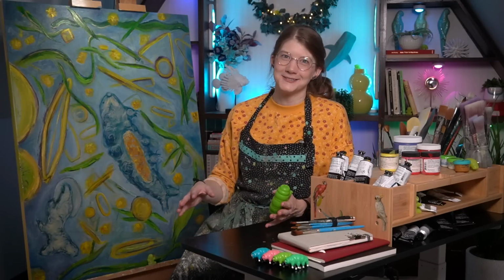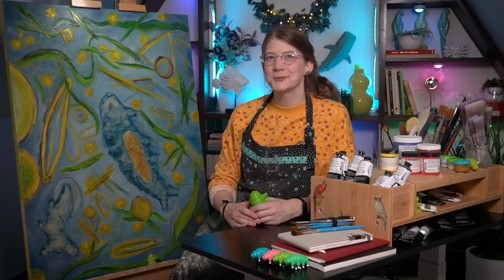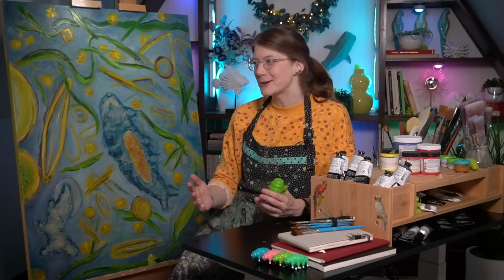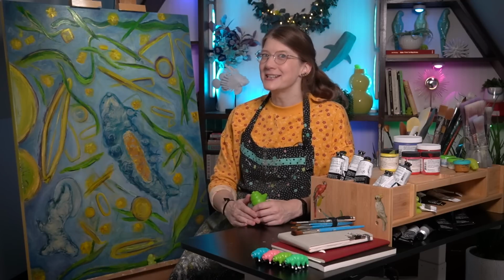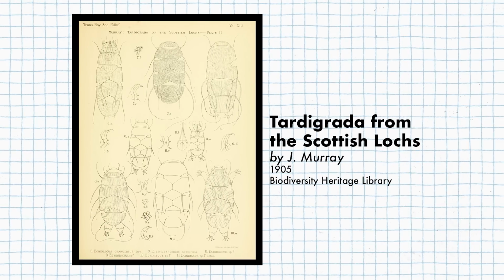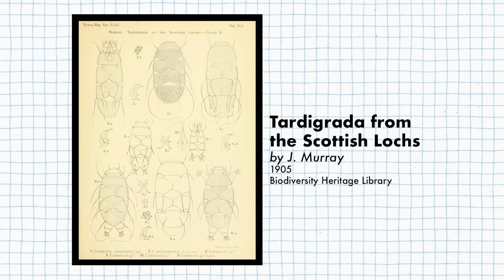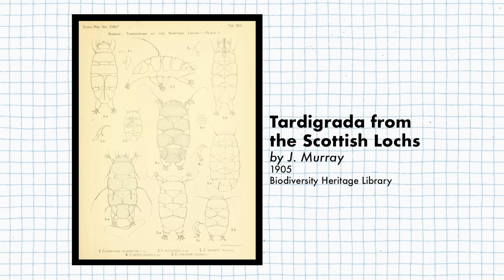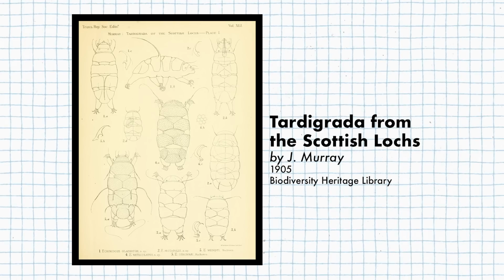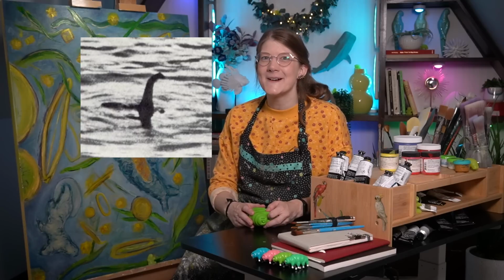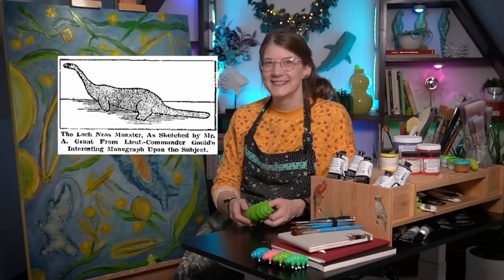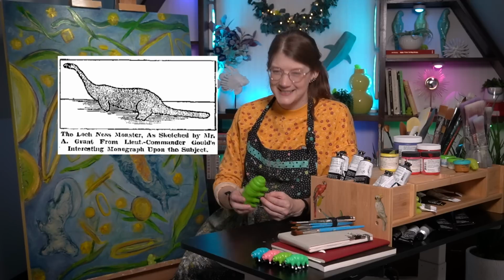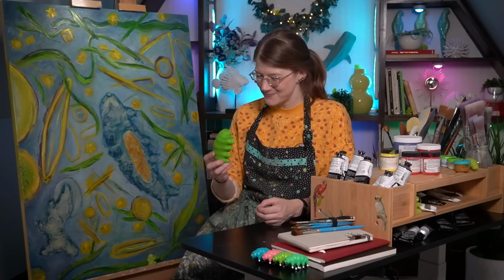It's wild to think about mid-19th century science nerds geeking out about tardigrades too, but J. Murray sure did. In 1905, he published Tardigrades from the Scottish Lochs, including descriptions of Loch Ness tardigrades. So if anyone has info on that ichthyosaur-looking weirdo, you know who to ask. Who's the Loch Ness Monster? It's you! You're the Loch Ness Monster!